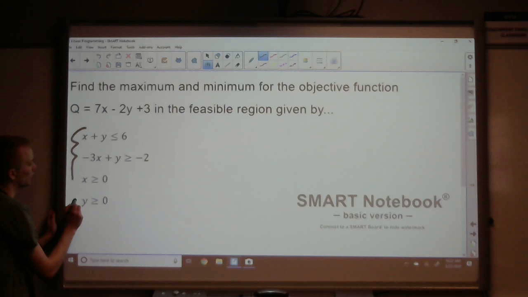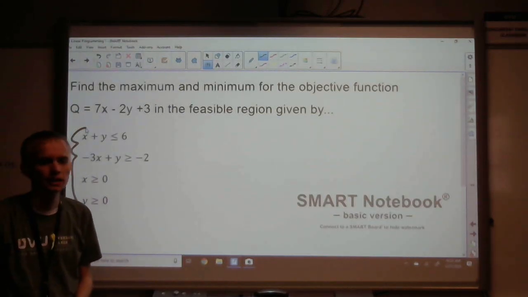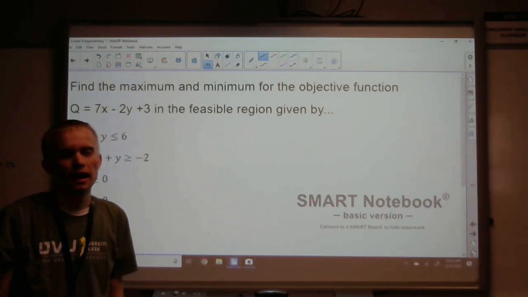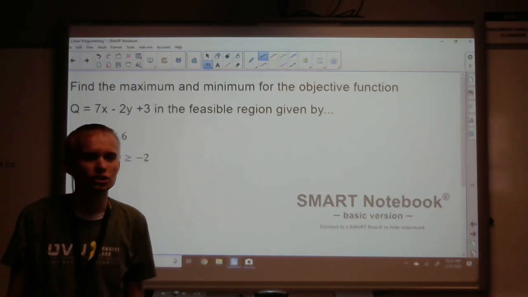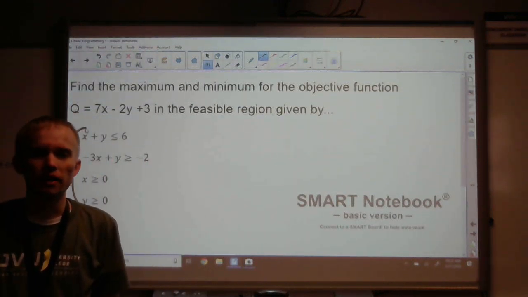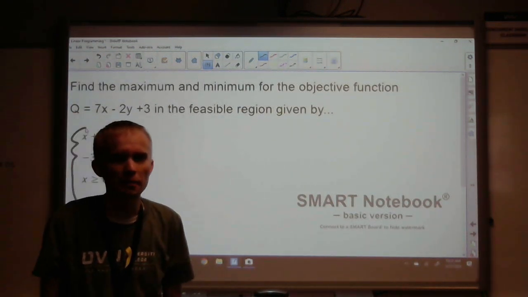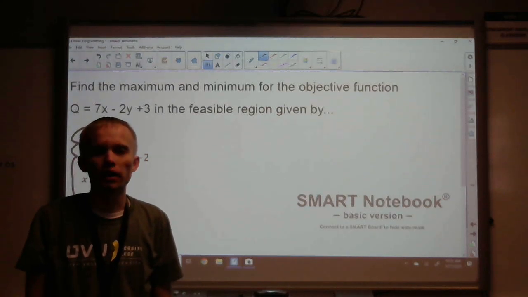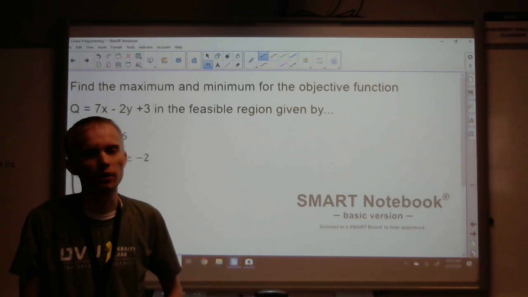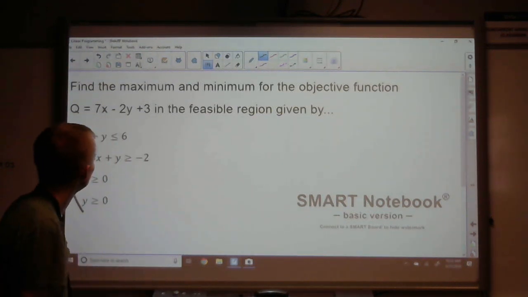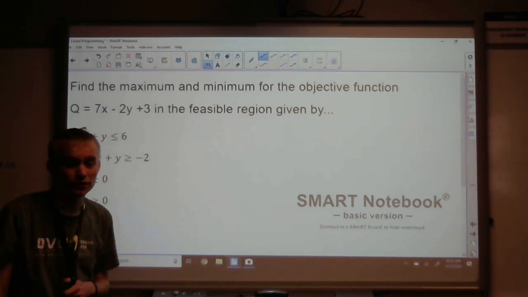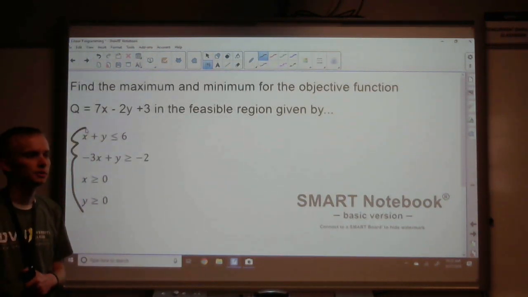So you'll notice on the last problem I did, they gave us a graph of the feasible region, and it was shaded, right? And we just took the vertices of that shaded region and plugged those into the function to find the maximum, okay? What we're going to look at in this video is what if they don't graph the feasible region for you? What do you have to do then?